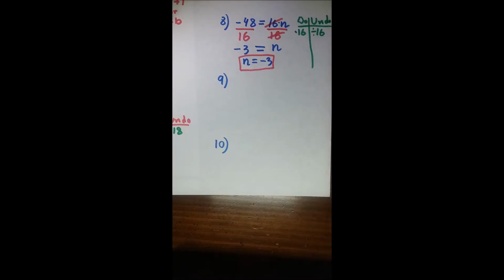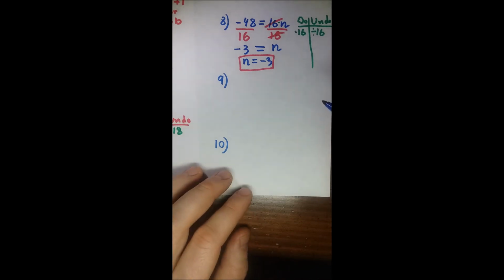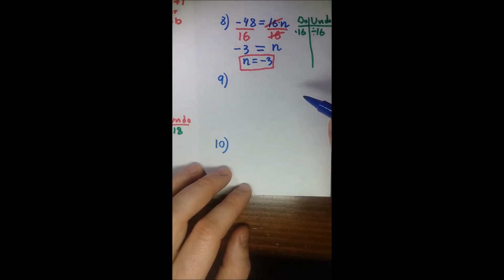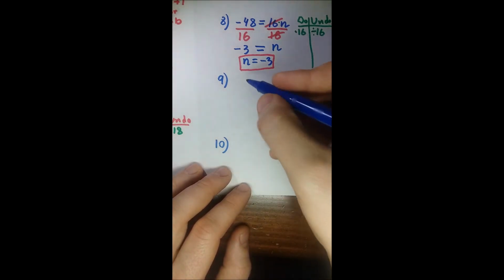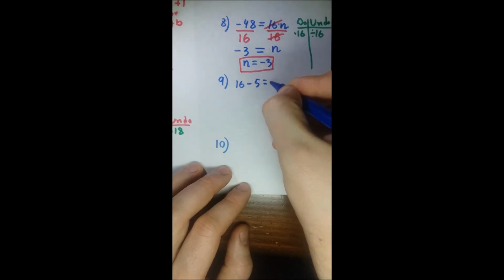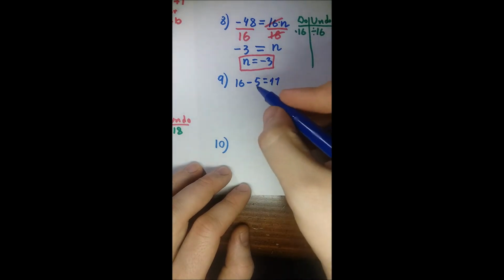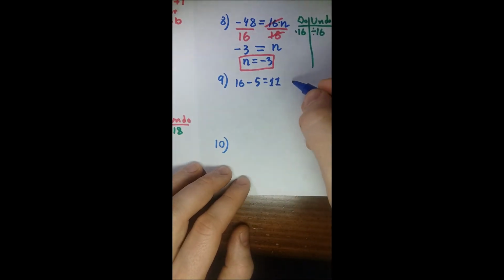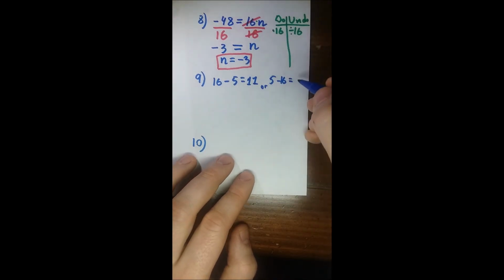Next two questions are word problems. Number 9 is about Perry and Jessica. Jessica ran 16 miles less than Perry, and she ran a total of 5 miles. So how many miles did Perry run? A lot of people did this. They put 16 minus 5 and got 11. Or some people got this, 5 minus 16, and they got negative 11. And people put negative 11 miles.